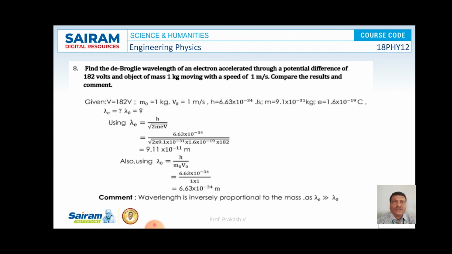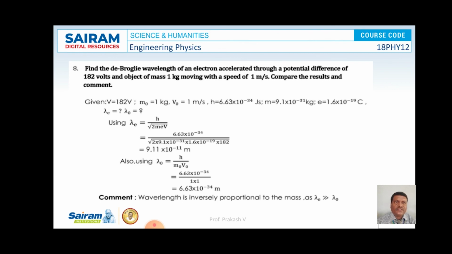Here we have to calculate lambda E and lambda naught. We know that lambda E is equal to h by square root of 2meV. So substitute the values of h, m, e and V. On simplification the value of lambda E is equal to 9.11 into 10 to the power minus 11 meter. Also, using the formula lambda naught is equal to h by m naught v naught, we substitute the values: h is 6.63 into 10 to the power minus 34, divided by m and v naught, which is 1 only. So on simplification the value of lambda naught is equal to 6.63 into 10 to the power minus 34 meter.